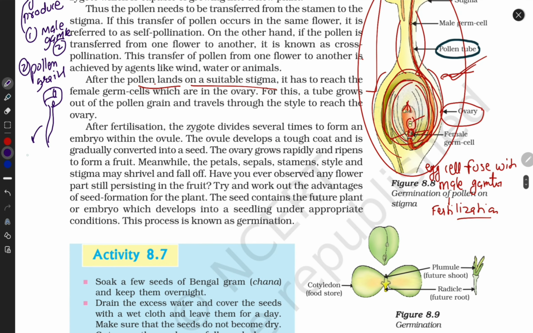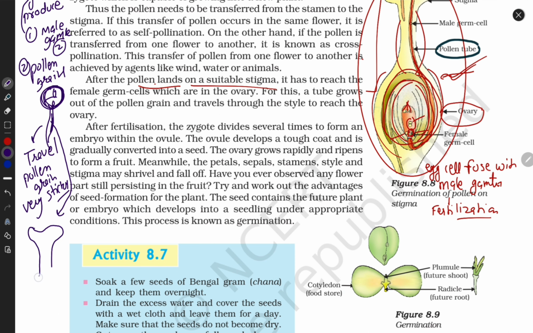And then they travel. How do they travel? By wind, by animals, by bees, because the pollen grains are very sticky. If any kind of animal eats their fruit or flower, or any kind of bee sucks their nectar, then the pollen is attached to their legs, their mouths, their body parts and travels from one flower to another flower and they perform their fertilization process. So this pollen grain reaches the female's reproductive organ.